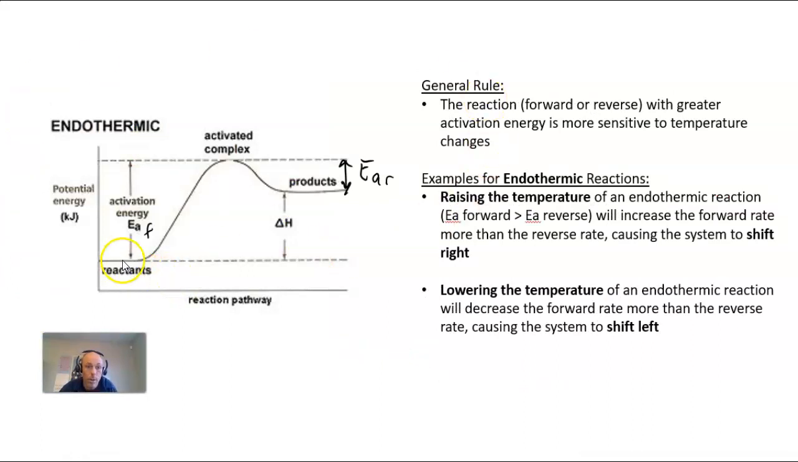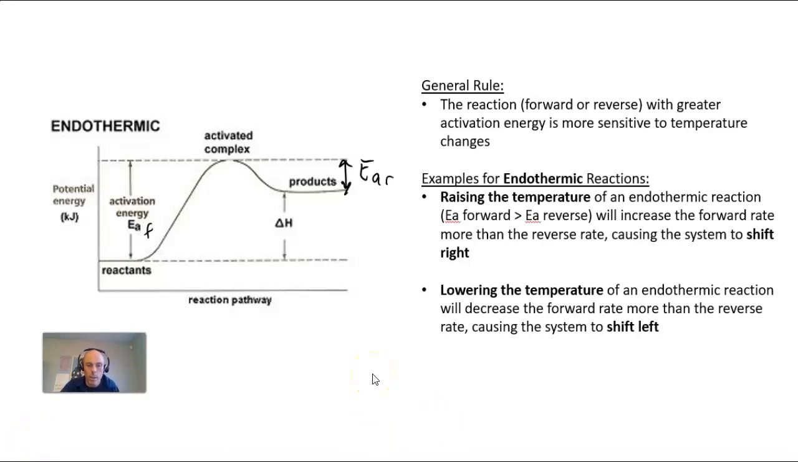In an endothermic reaction, the forward activation energy is greater than the reverse. So if the temperature increases, both the forward and reverse rates increase, but the forward rate increases more than the reverse because of the greater activation energy, causing the right shift we know to be the case. Meanwhile, if the temperature is dropped, both the forward and reverse rates decrease, but the forward rate decreases more than the reverse rate because, again, it has a higher activation energy, causing the left shift we know to happen.